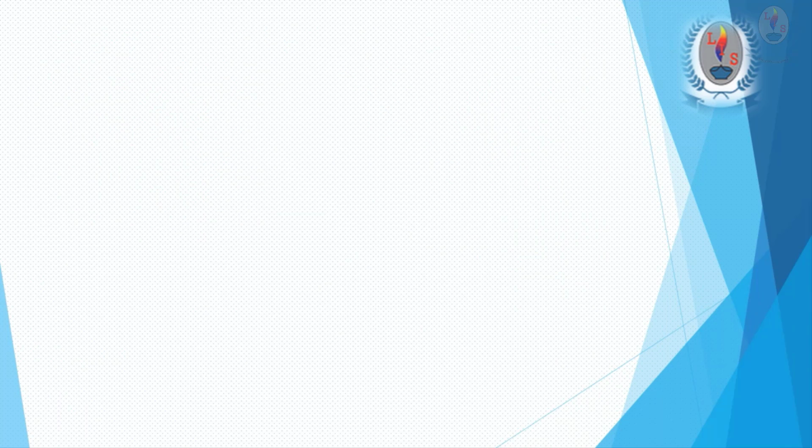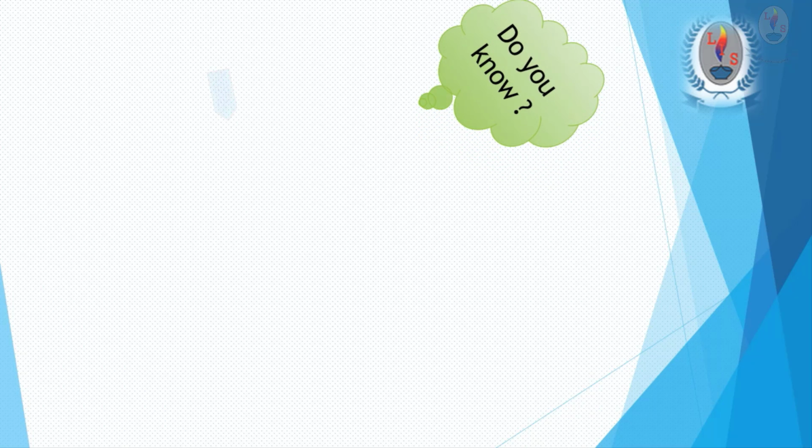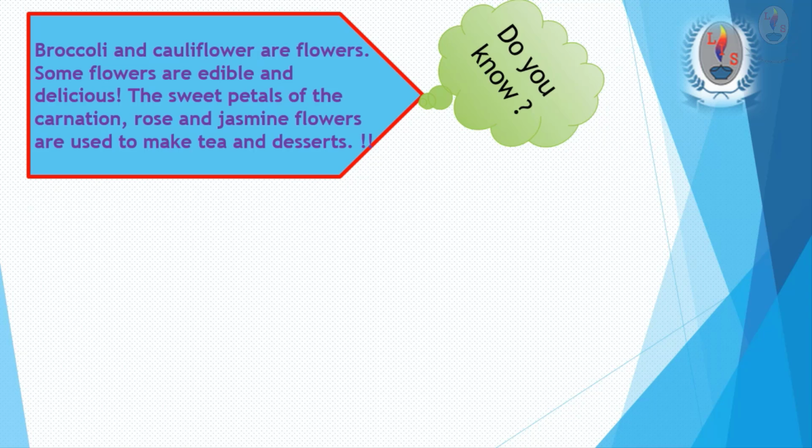Children, now turn to page number 66. Children, do you know? Broccoli and cauliflower are flowers. Some flowers are edible and delicious. The sweet petals of the carnation, rose and jasmine flowers are used to make tea and desserts.